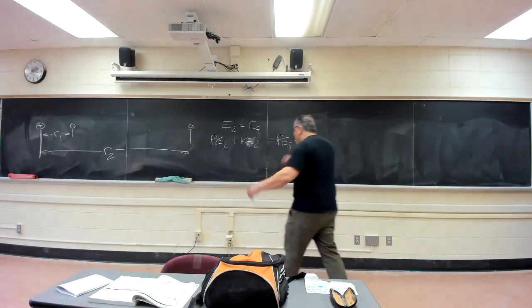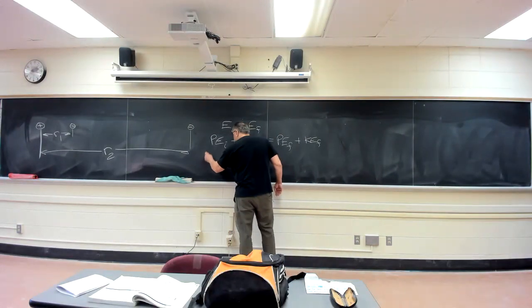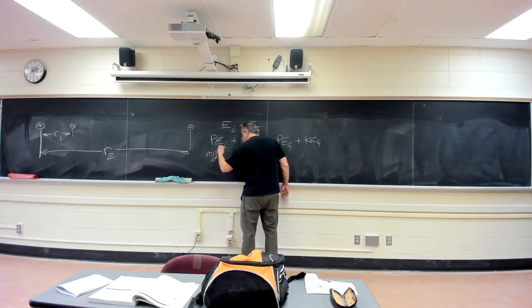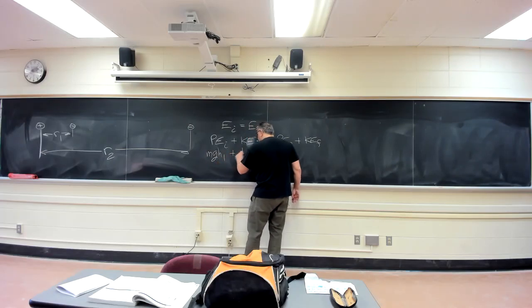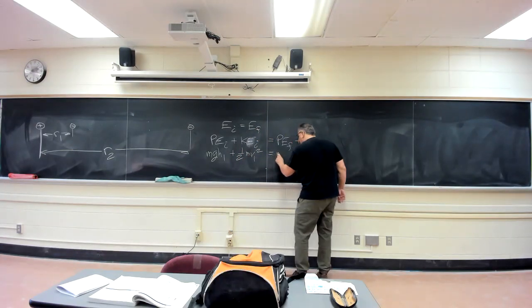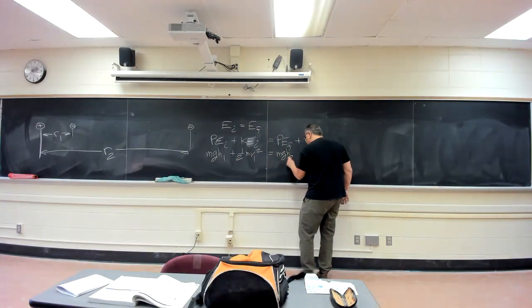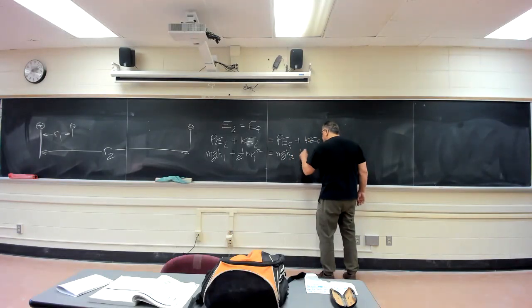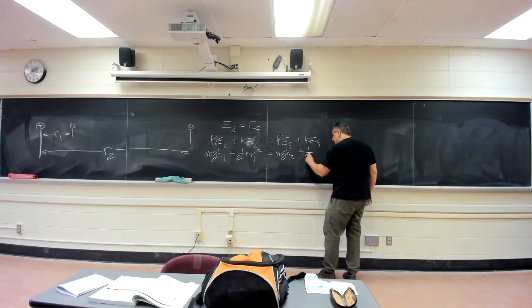Well, let's make it easy. Let's just say we're dealing with mgh. Let's say mgh1, that's the initial, plus 1/2 m v1 squared, equals mgh2 plus 1/2 m v2 squared.